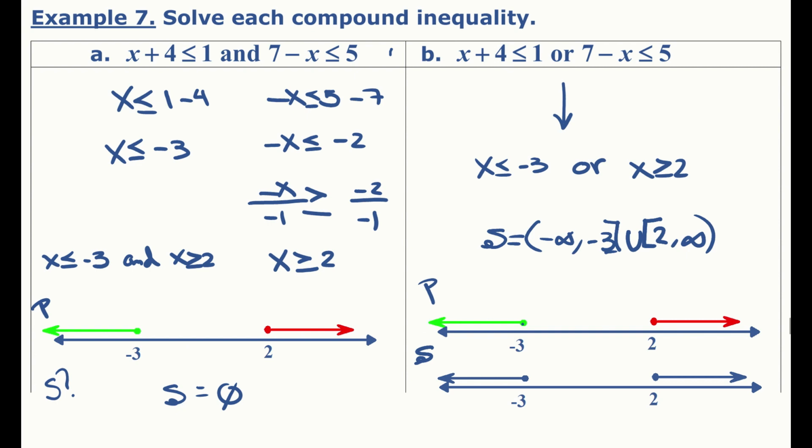But here we want numbers that are either less than or equal to -3 or greater than or equal to 2, which of course is all of them. All these numbers that are less than or equal to -3, as well as these numbers that are greater than or equal to 2. So a huge difference between OR and AND, as always.